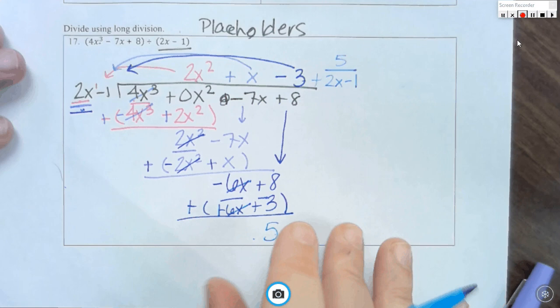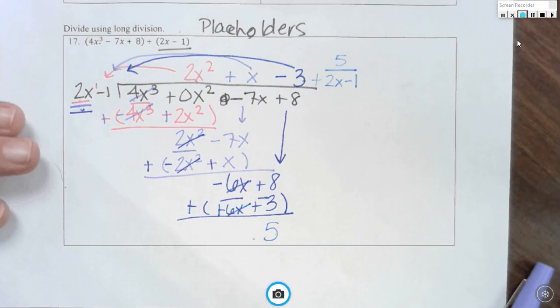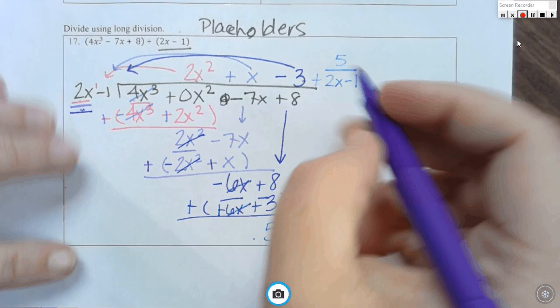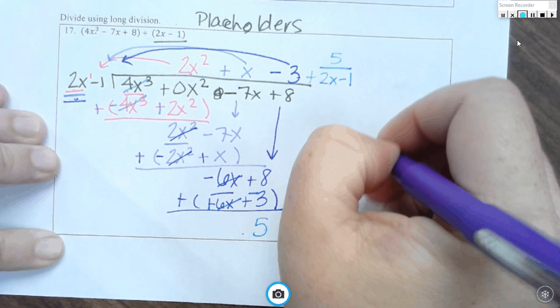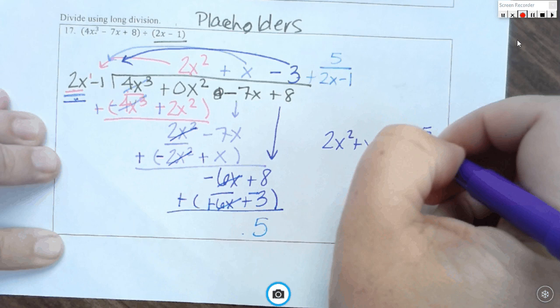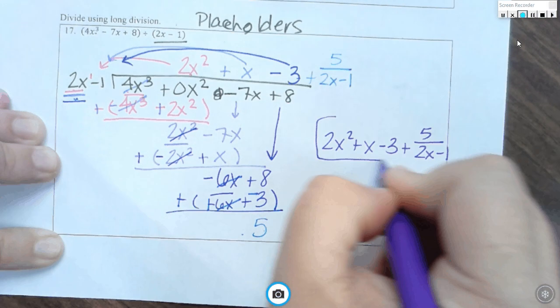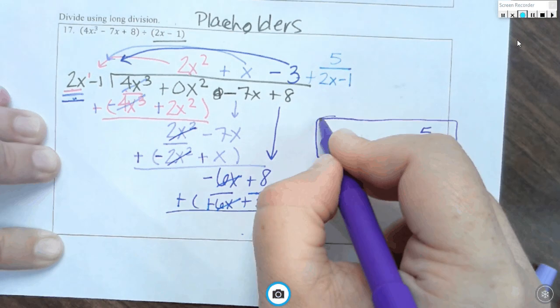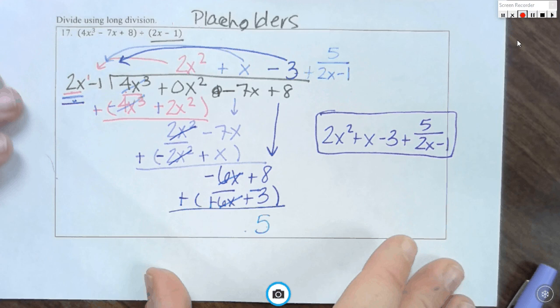So the solution here to this problem would be 2x squared plus x minus 3 plus 5 over 2x minus 1. So that is all part of the solution, okay? Everything up top is your solution.